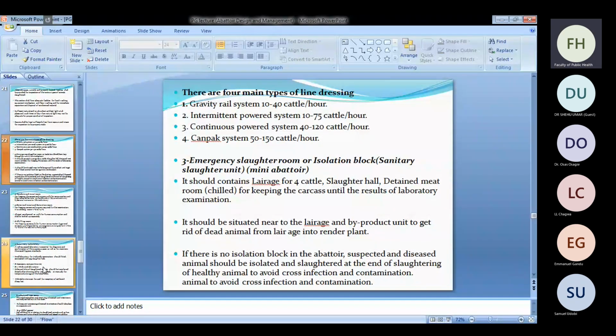Another area that is very important in a slaughterhouse is the emergency slaughter room, or what we term the isolation block. Are we all together now at this slide?